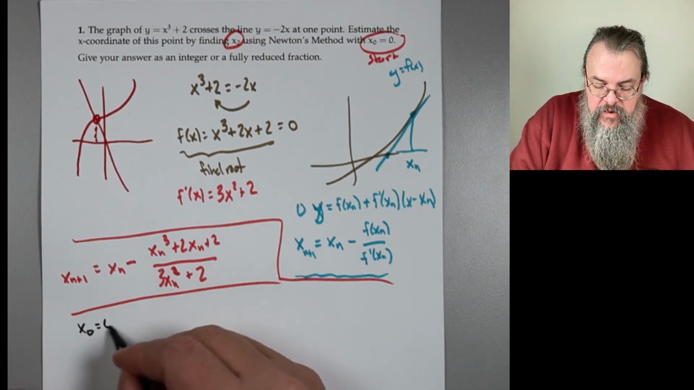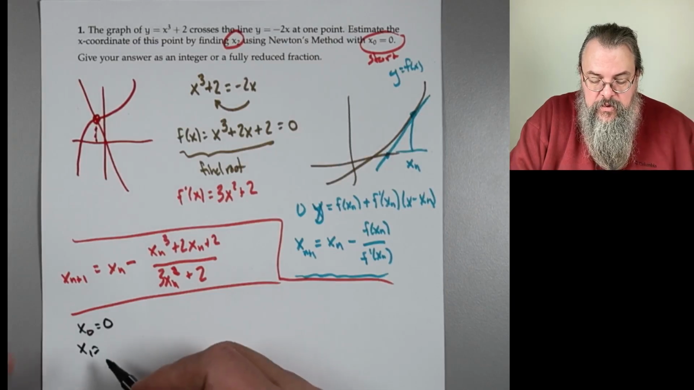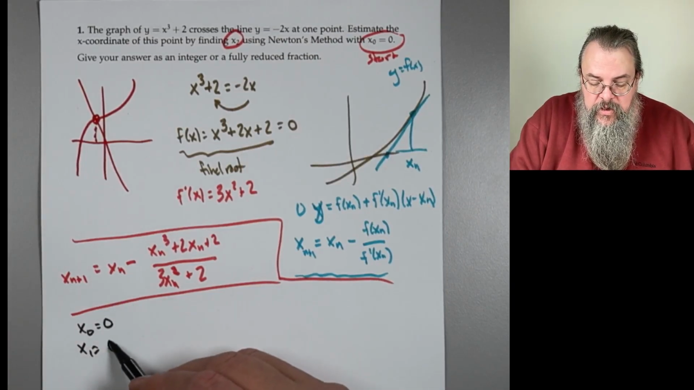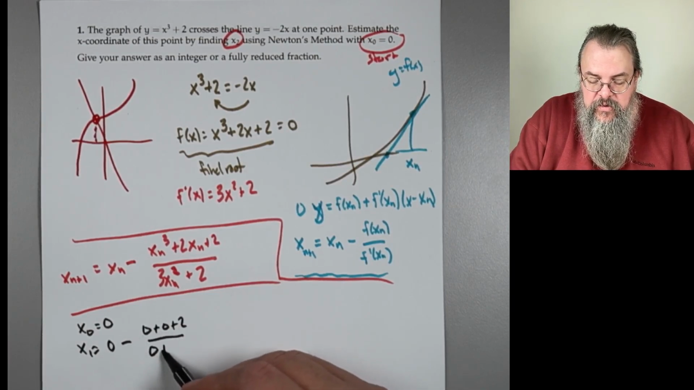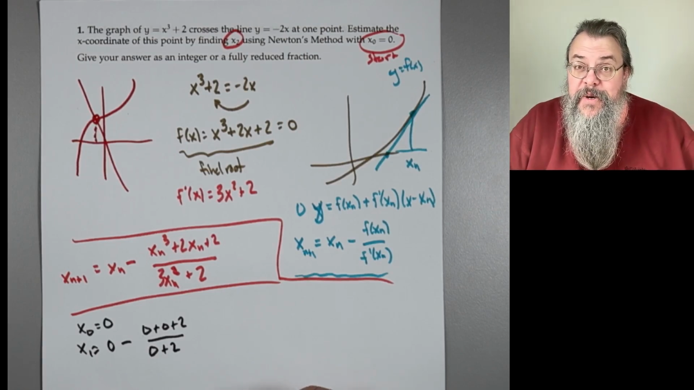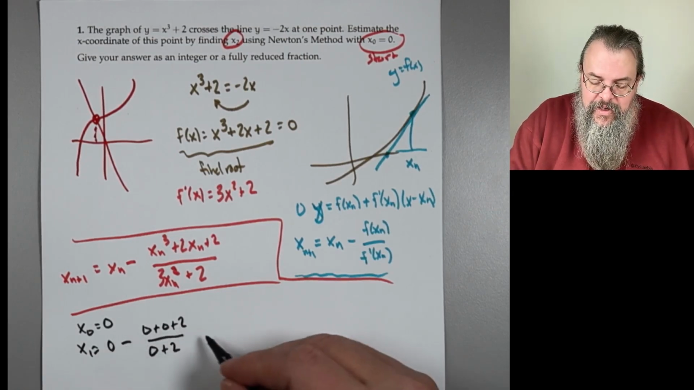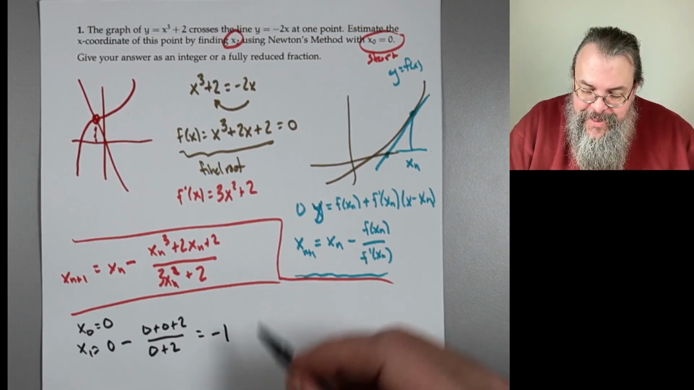x0, 0, because that's what we were told. x1 is equal to, now everywhere where you see xn, put 0. 0, subtract. 0 plus 0 plus 2 over 3 times 0 squared plus 2. Well, that's going to be a pretty easy fraction. It's 2 over 2. It's 1. Don't forget the minus. And so minus 1. All right, but we're not done.